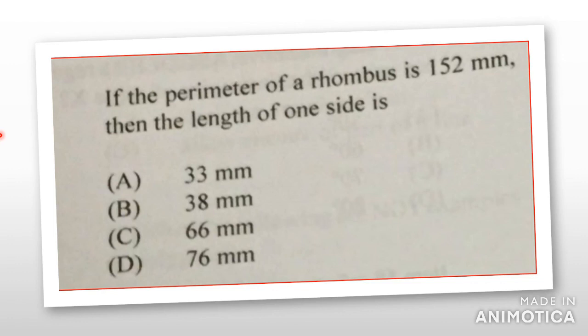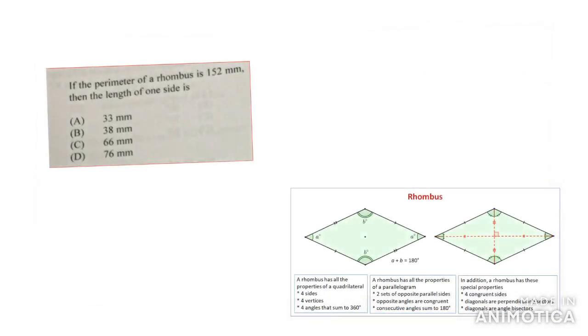Number 7, if the perimeter of a rhombus is 152 millimeters, then the length of one side is, and there you have the options. If you don't know how a rhombus looks, this is an example of a rhombus, and as you can see, all the sides would be equal, but it won't be similar to a square or a rectangle. The opposite angles are equal also. If you want to find the perimeter, remember the perimeter is around the edges of the rhombus. So if you have 4 sides and you want to know one side of the rhombus, you just divide it by 4.